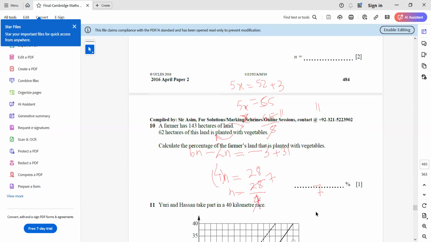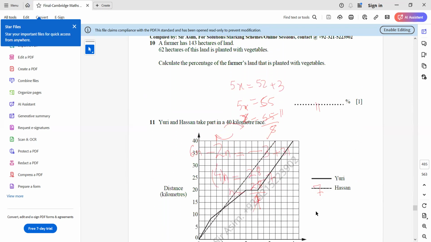Okay, then it's the next question, question number 10. A farmer has 143 hectares of land. 62 hectares of this land is planted with vegetables. Calculate the percentage of farmer's land that is planted with vegetables. You need to find the percentage. So you need to divide it. 62 hectares which are planted, divide by total, and times 100%. Using your calculator, you can find it out.